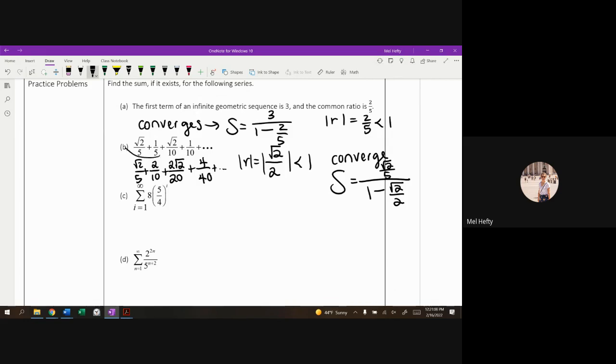Easy way to do that if you want. You could take 2 successive terms and divide them. So 1/5 divided by square root of 2/5. That's 1/√2, which is the same thing as square root of 2/2. If it's hard. What is the ratio here? Rationalize.